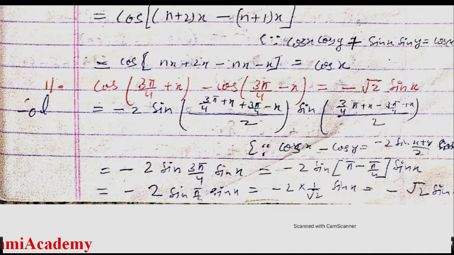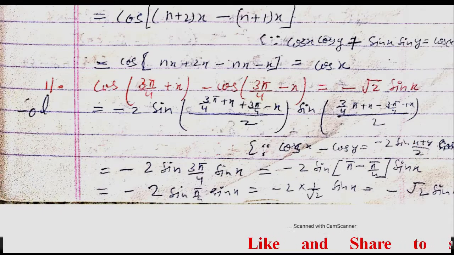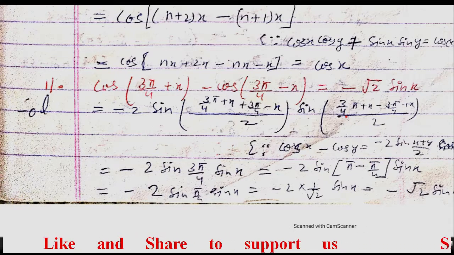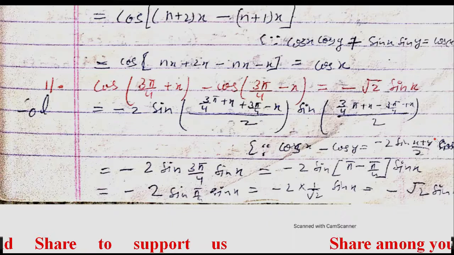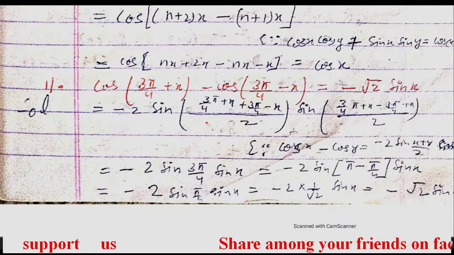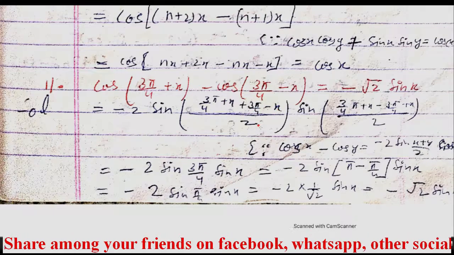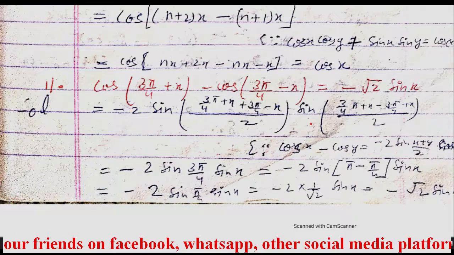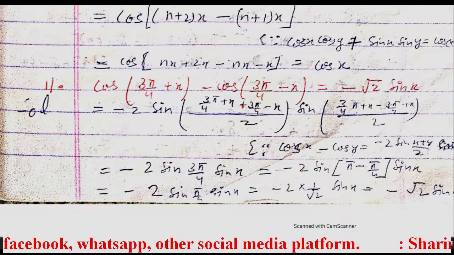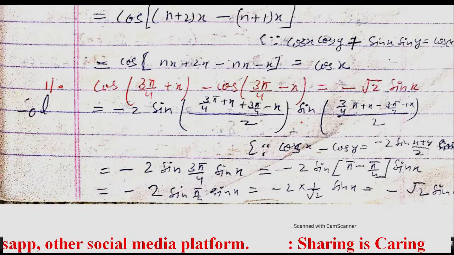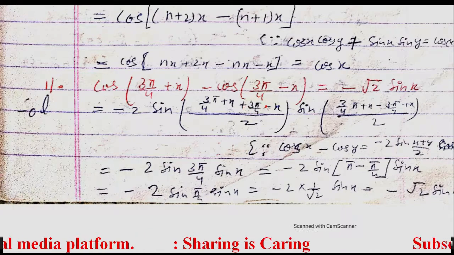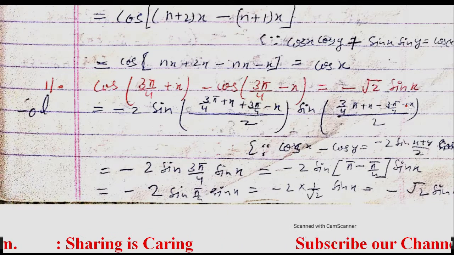So what is the formula? Minus 2 sine of x plus y upon 2. X plus y upon 2 means both the angles. What are the angles here? 3 pi upon 4 plus x. This complete angle will behave as x, and the other complete angle will behave as y. So minus 2 s s. In the first sine the plus sign used to come, and with the second sine the minus sign used to come. That's why here the sign will change: first minus and then plus.